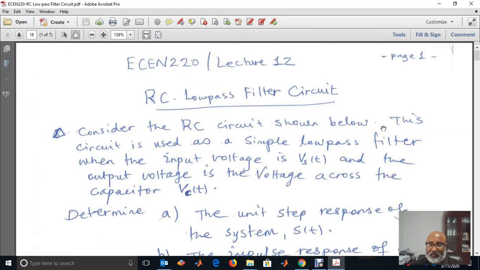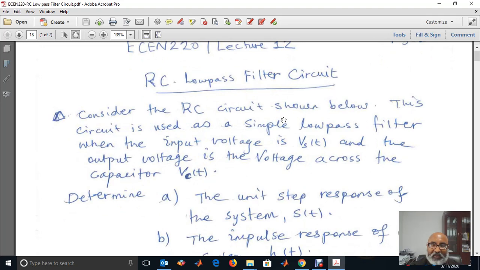Good morning, students. In the previous lecture, we studied the impulse response and the step response of a simple RC circuit. Today, we will see this in more detail. We will see how we find the impulse response, the step response, and the frequency response.